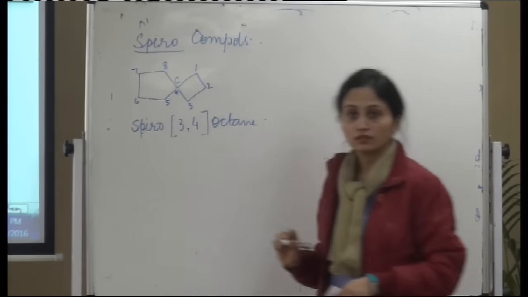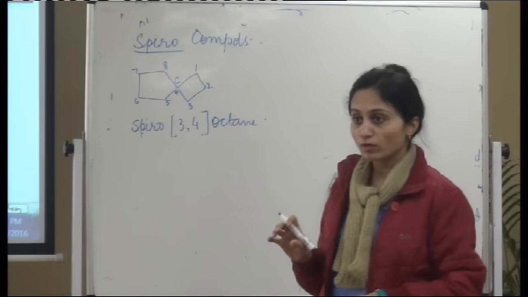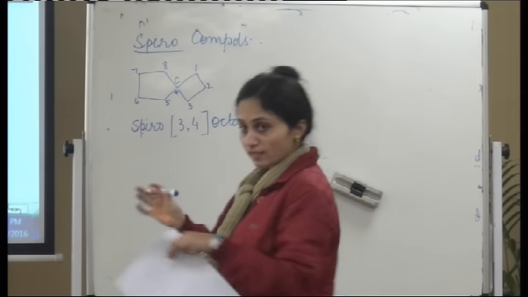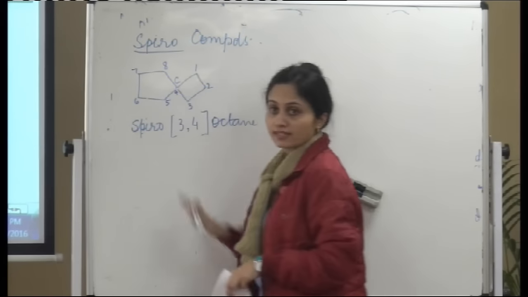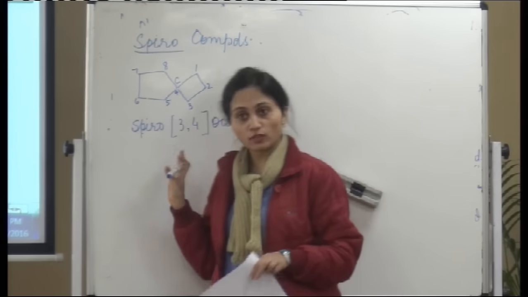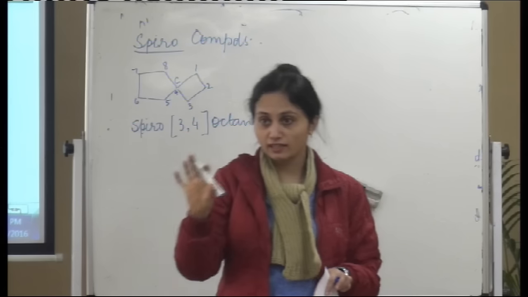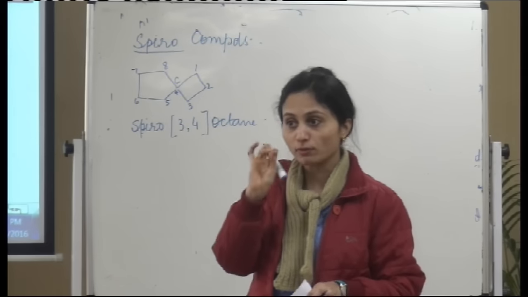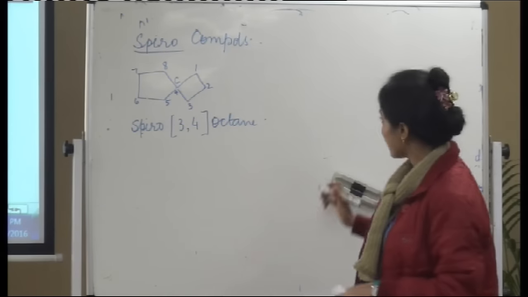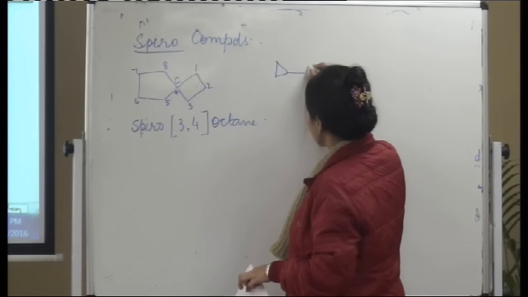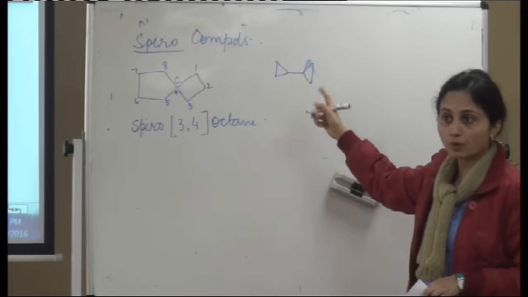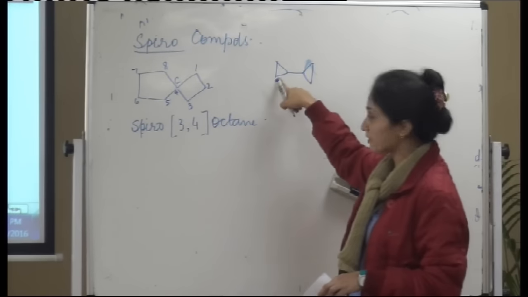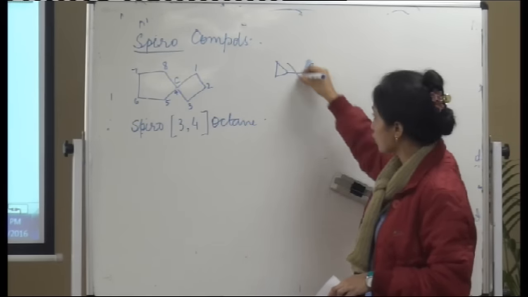Clear? Remember that spiro compounds are those in which your carbon is actually some kind of a common point between the two other rings that are there. And we are not putting any cyclo or bicyclo because it is understood that if I am writing it as a spiro, there is a carbon which is a common point between the two rings. And it is not like this one. If you have, this is a bicyclopropane ring. So you have a cyclopropane here and a cyclopropane there. So this is not a spiro compound.